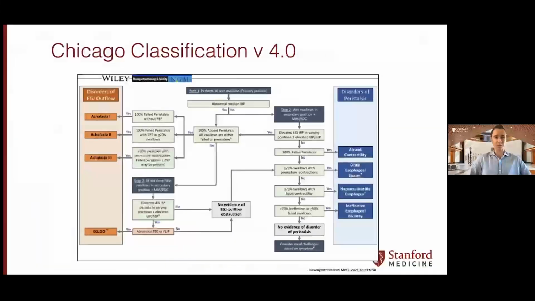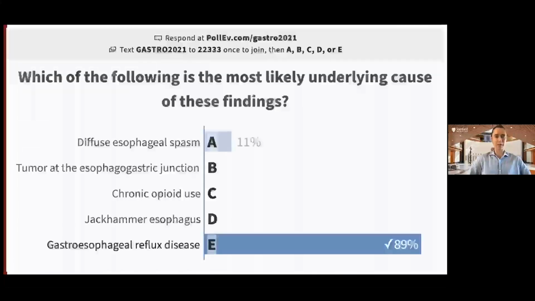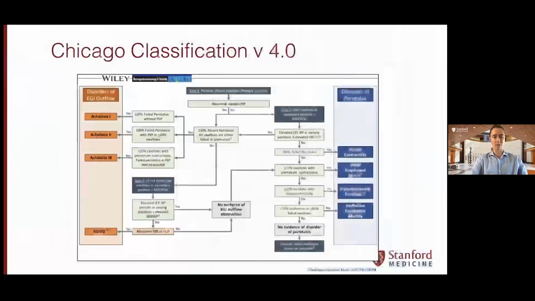I think we skipped a slide, but the right answer is E, or gastroesophageal reflux. And if we move on to the next slide, we'll be able to discuss the answer for this. And I'll invite Dr. Patty Garcia to help us navigate the manometry findings.